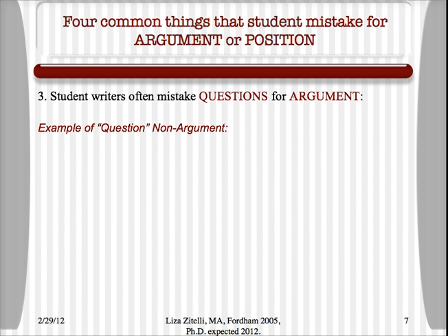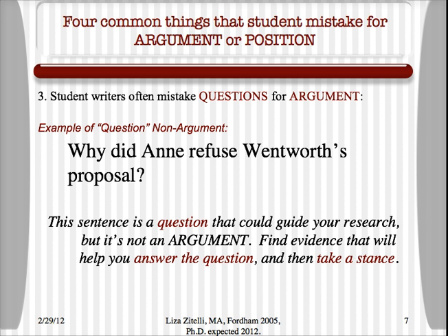3. Student writers often mistake questions for argument. Here's an example. Why did Anne refuse Wentworth's proposal? This sentence is a question that could guide your research, but it's not an argument. Find evidence that will help you answer the question, and then take a stance.